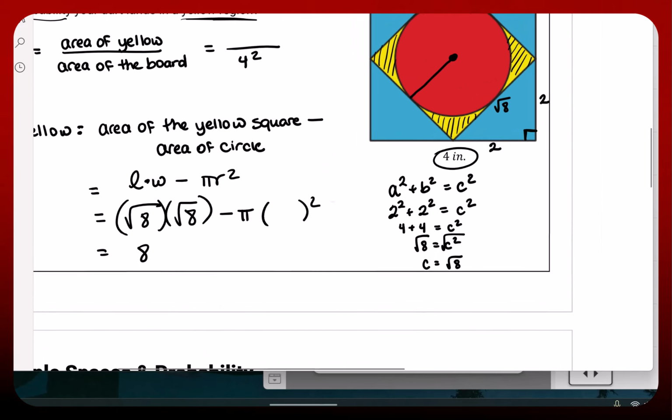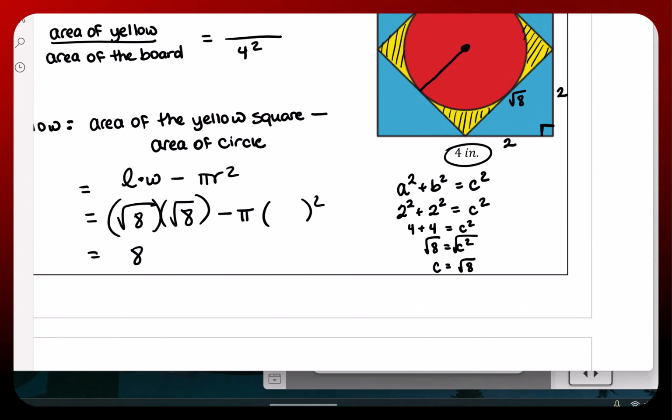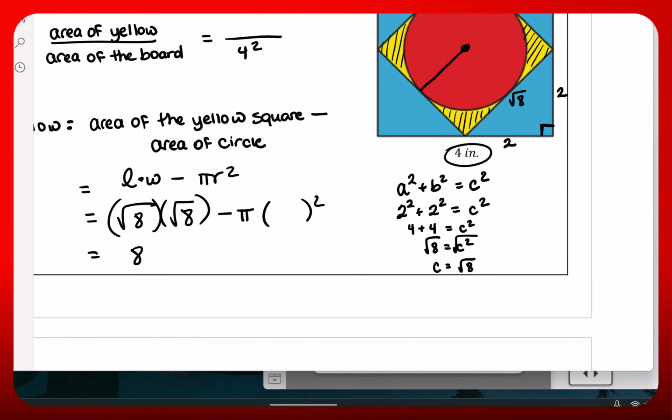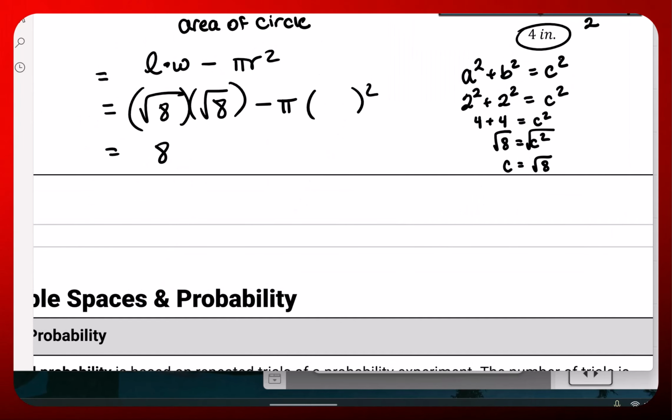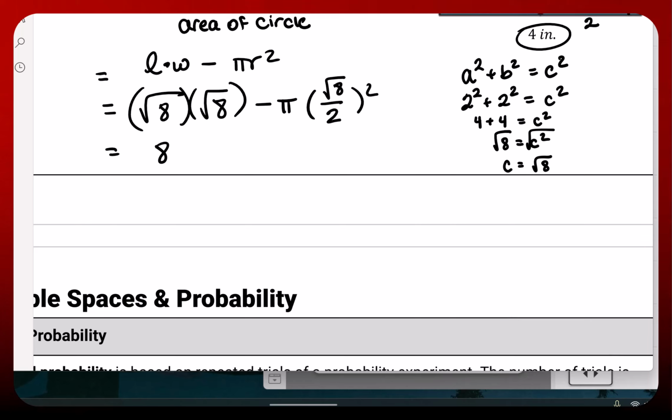Now, what is the radius of the circle? Do you see how the circle is half the length of the square? It's not going to be 4. I know you want to do 4. Now, it's not 8. It's the square root of 8. So all you got to do, listen, let your calculator do the work. So we're going to do the square root of 8 divided by 2. I don't know why I wrote 4. That's just half of the square root of 8.